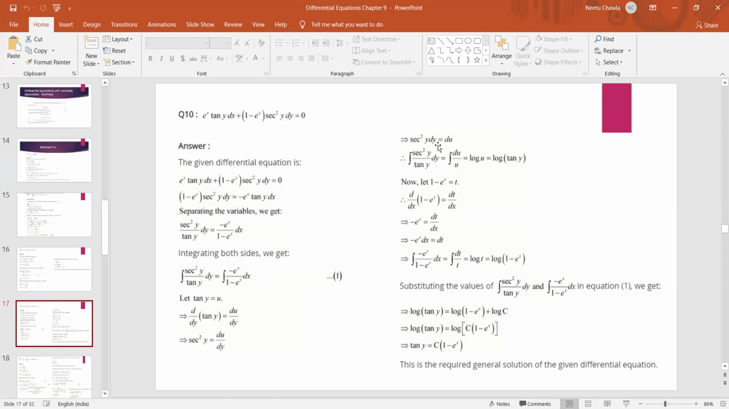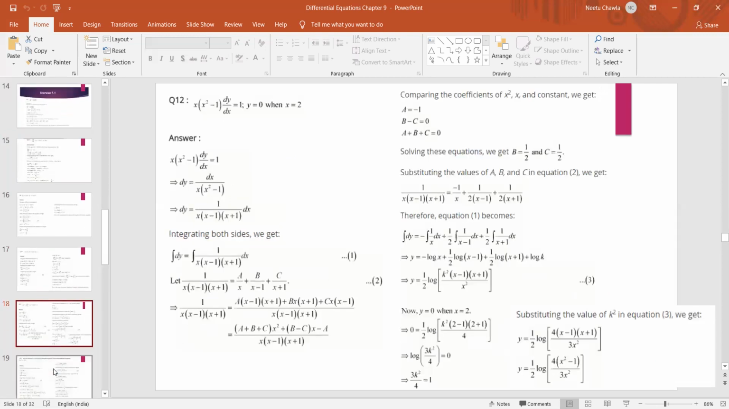So substituting both the integration values in equation 1, I am getting log of tan y is equal to log of (1 minus e^x) plus log c. Why is this log c? When all the terms are coming in the form of log, the integrating constant will also come in the form of log. And applying the properties of log, which will give me log c into (1 minus e^x), or I can write tan y is equal to c into (1 minus e^x). Further, we cannot solve it. So this is the required answer of the given differential equation. That was question number 10.